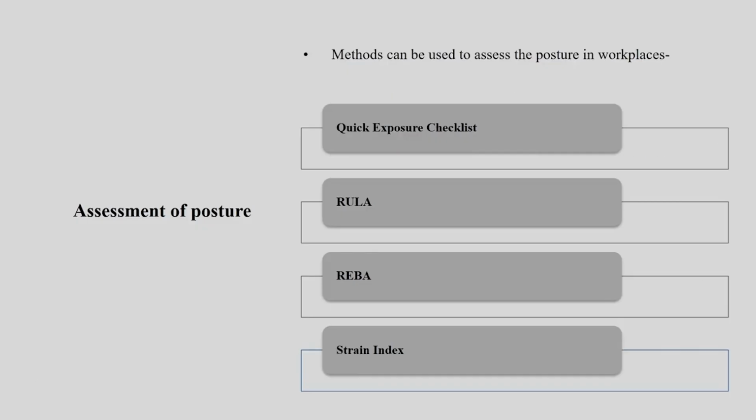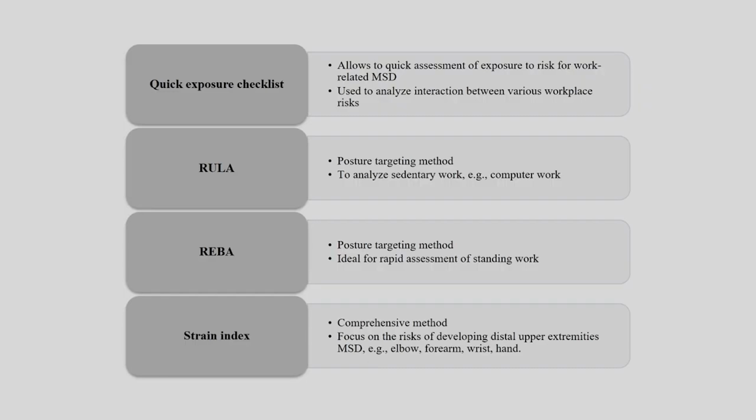Now under this particular sector, that is the assessment of posture, we will be talking about the quick exposure checklist, or we call it QEC, RULA, REBA, very easy methods and many of us must already have used them, and the strain index. So what do these tools talk about? Of course, we will take all these tools separately in the next class. For today's class, we will try to understand what these tools talk about.